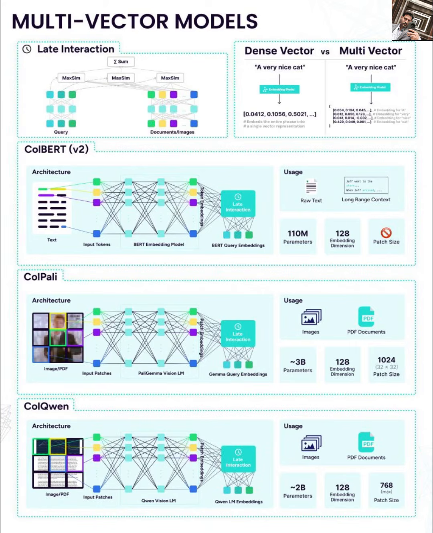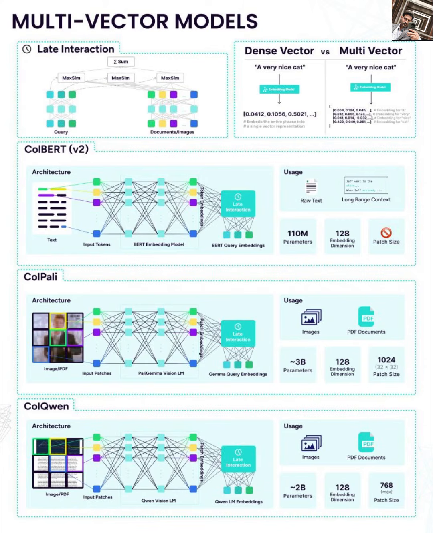First, there's ColBERT v2. This is a classic example of a multi-vector model for text. Its architecture shows it takes text as input, turns it into input tokens, processes those through a BERT embedding model, a type of language model, which outputs BERT query embeddings or BERT document embeddings. Notice those aren't single embeddings, they are multiple. It then uses late interaction, like MaxSim and sum, to compare the query embeddings to the document/image embeddings.